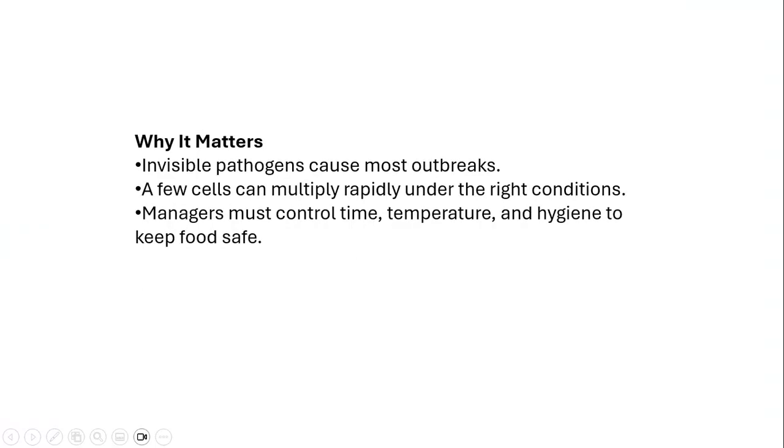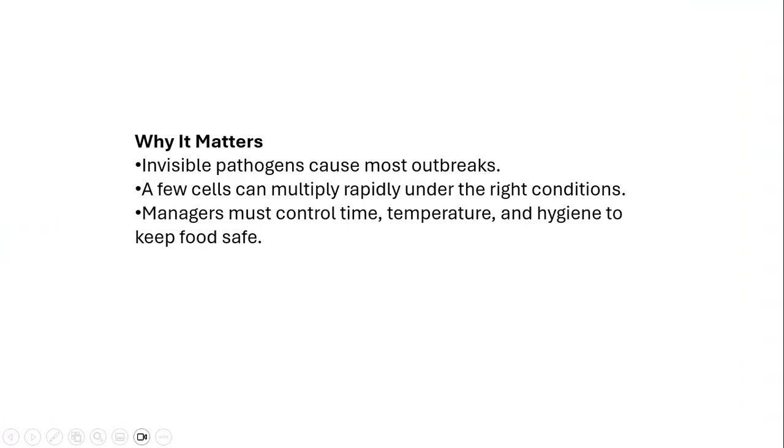So why does it matter? So pathogens are invisible. I can't see them. I can't necessarily tell. You may smell some foods or look at some foods and think, that doesn't look fresh, that doesn't look safe. But it can be that they may have been cross-contaminated. There may be no warning signs at all as to how toxic that food could possibly be. And just a few cells can multiply rapidly under the right conditions.